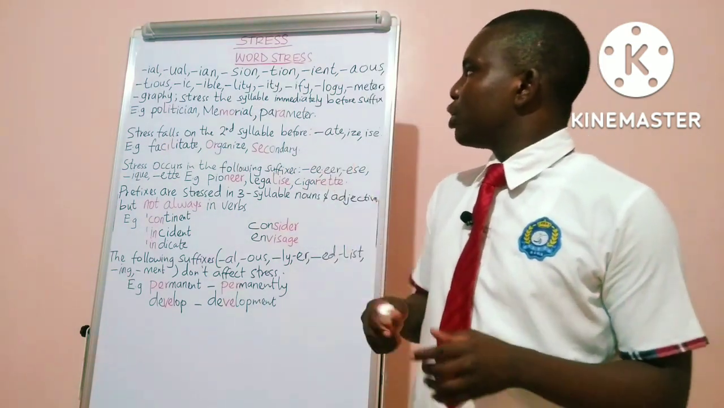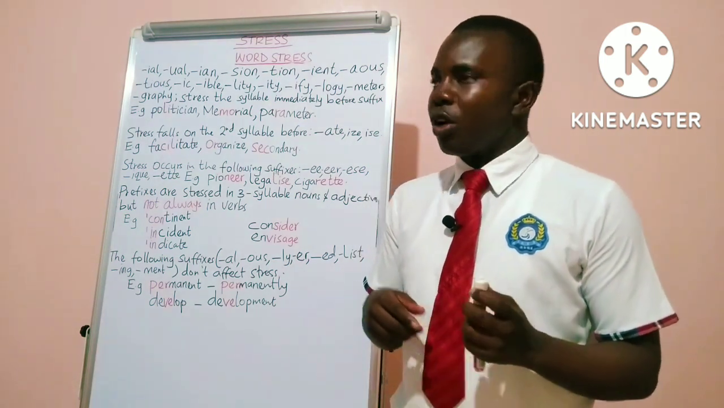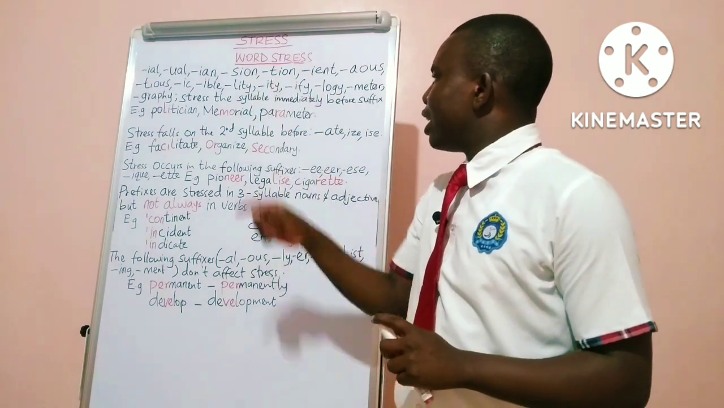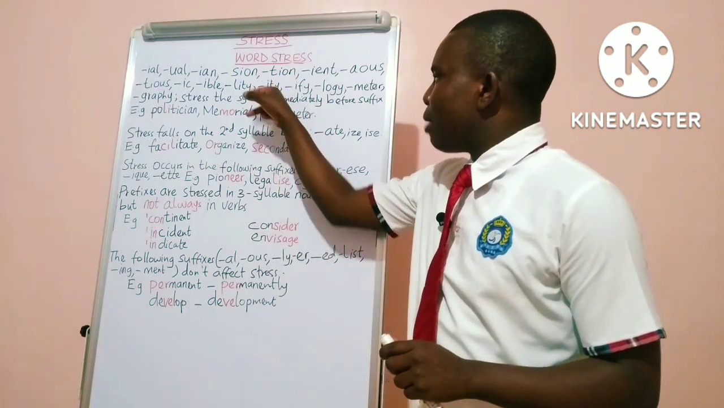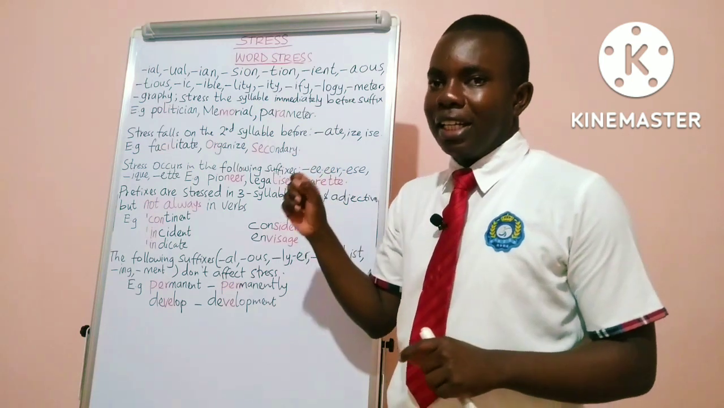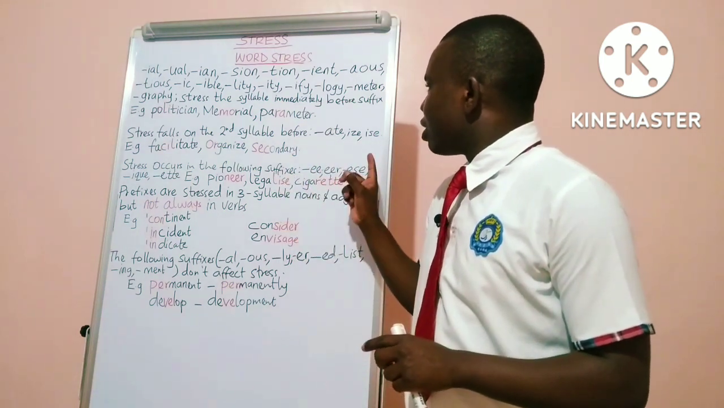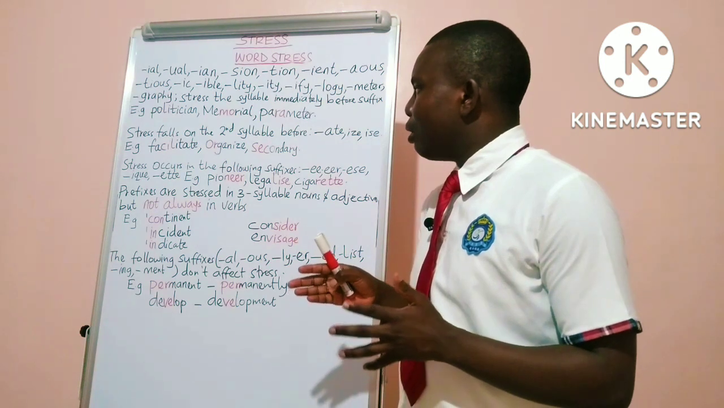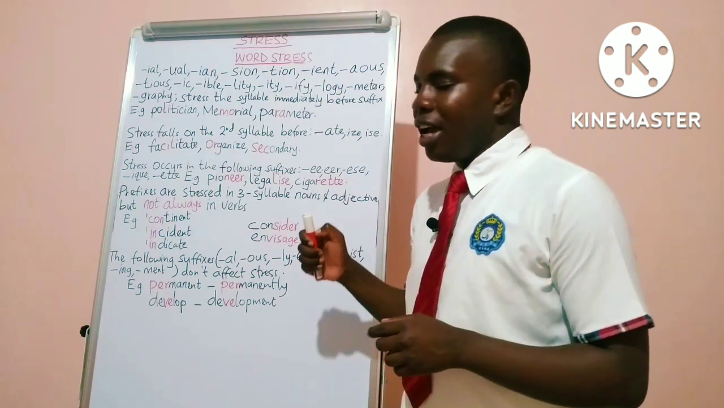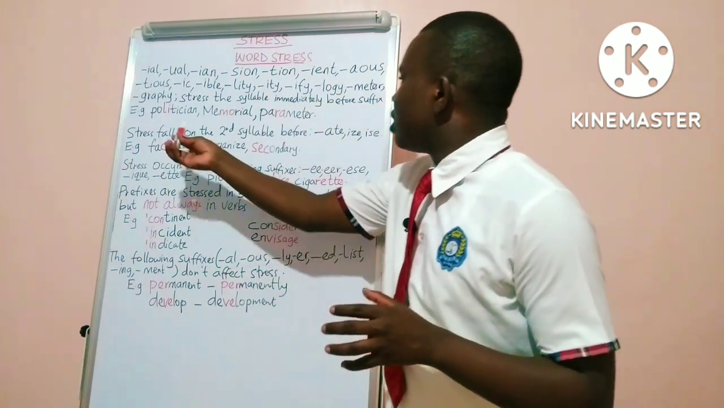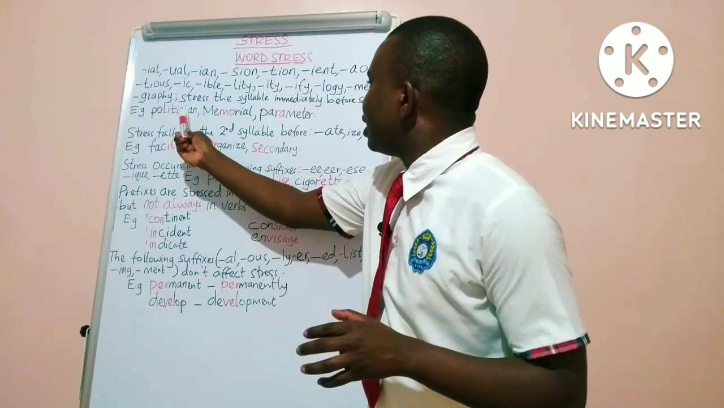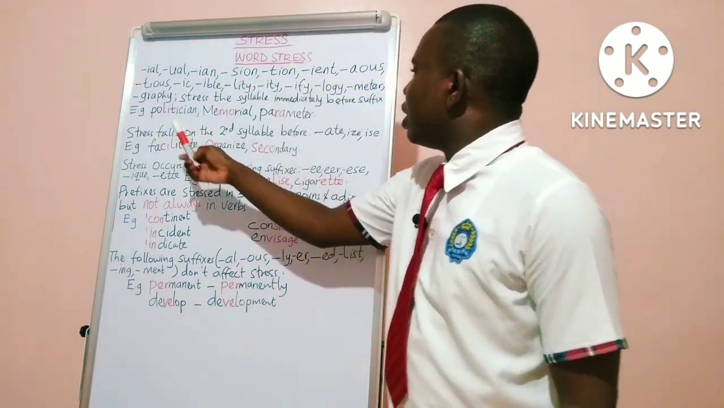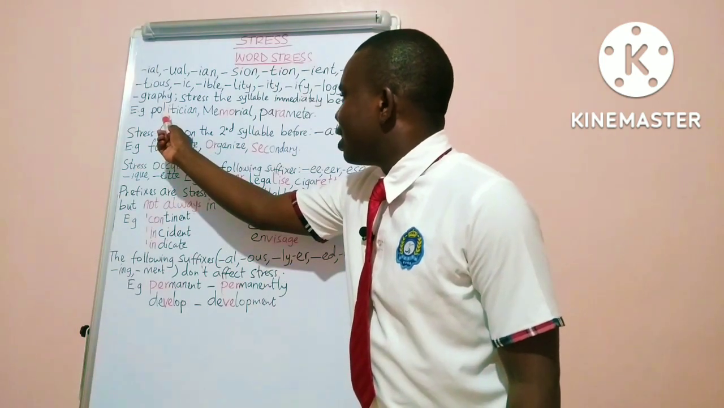Again, as we continue with the various stress rules, when a word ends in suffixes shown here, that is on the first part, I-A-L, U-A-L, and so on, then stress the syllable immediately before the suffix. An example is here on the word politician. You stress the syllable immediately before that suffix, and that is li.